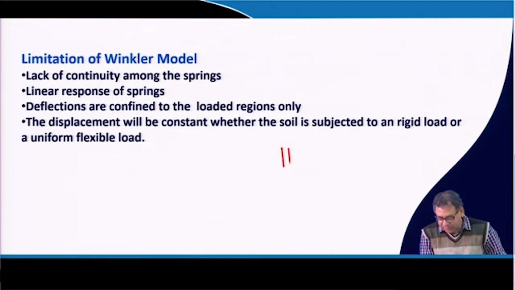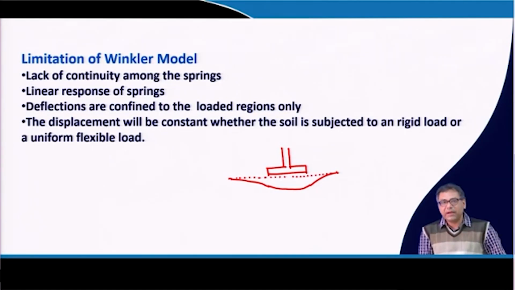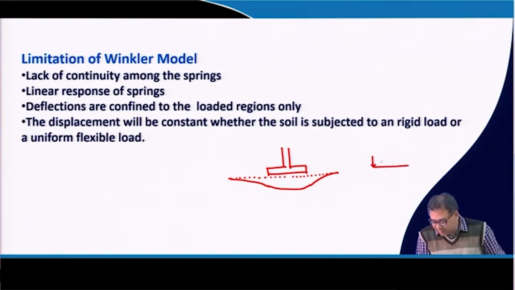For example, if we have a foundation and we place it on the soil, the deformation will be something like this. Okay? Suppose this is your ground surface. So, the deformation beyond the loaded region is observed, but as there is no connectivity between the Winkler springs, in such a case, if this is your foundation or the loaded region, your spring will deform only within the loaded region.